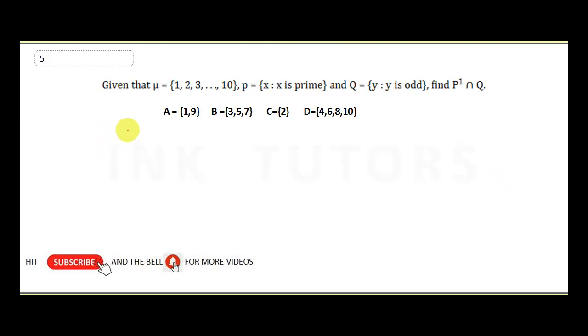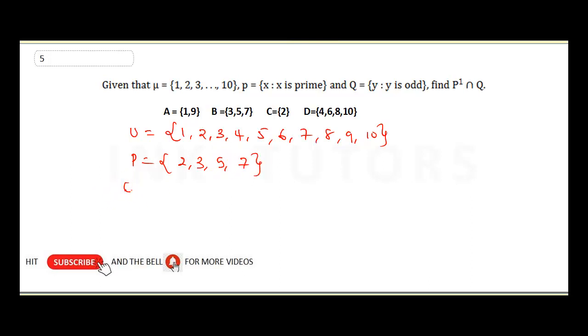Okay, so our U is going to be 1, 2, 3, 4, 5, 6, 7, 8, 9, 10. Then our P is going to be all the prime numbers, which are 2, 3, 5, and 7. Our Q are the odd numbers, which are 1, 3, 5, 7, and 9.